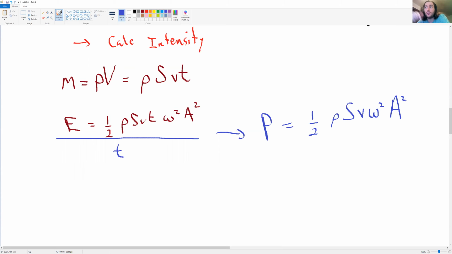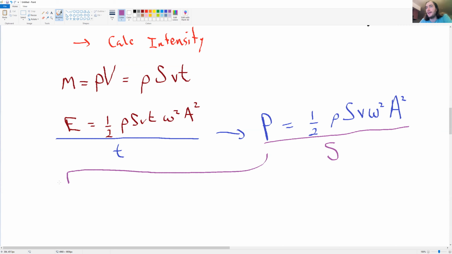And then another simple step. Well, if we want to go from power to intensity, we divide by the area. And the area here is S. So now we'll go ahead and divide by S. And then we get intensity. So 1/2 rho V omega squared A squared. Again, A is the amplitude here.